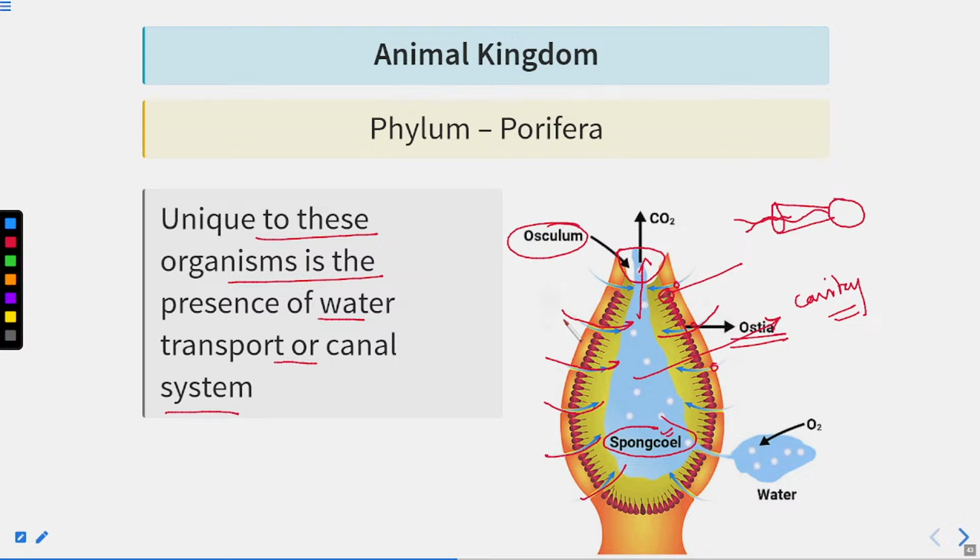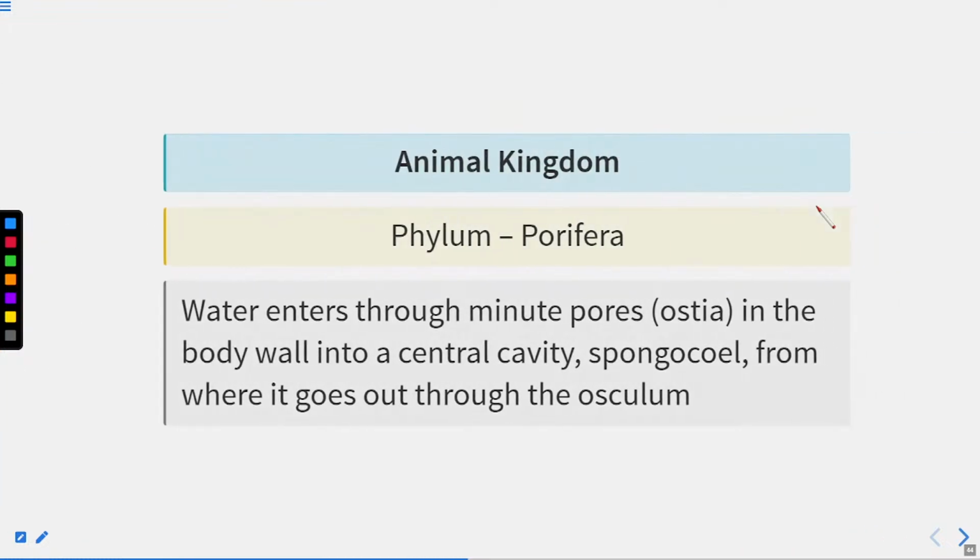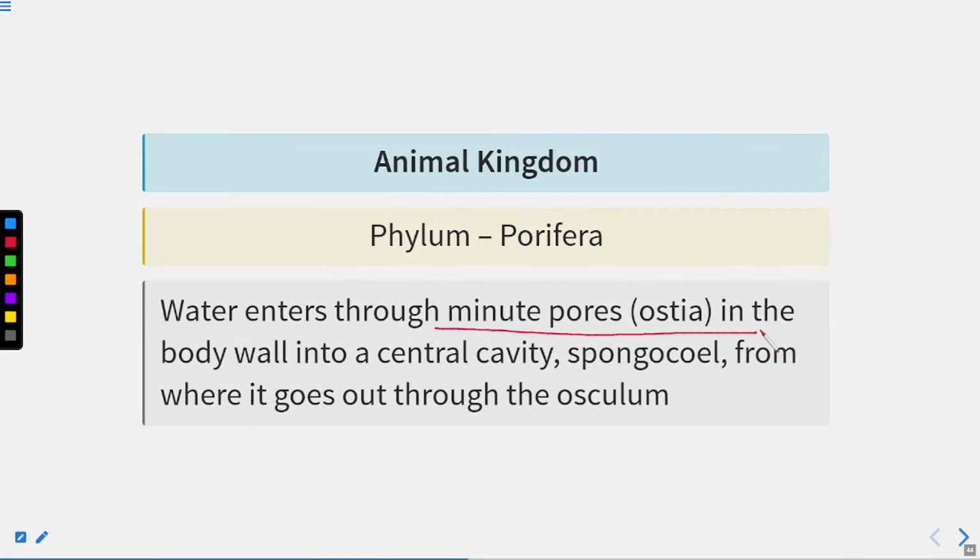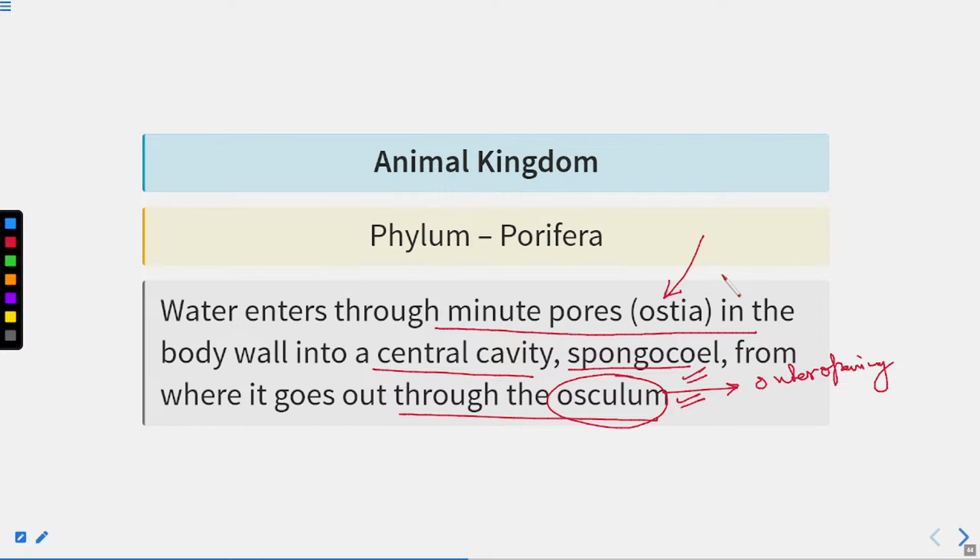So from the ostia, water moves inside having lots of oxygen and food particles. And these special cells, coinocytes, take these food particles and carry out digestion. So water enters through the minute pores, that is ostia, in the body wall into the central cavity, which is called as spongocoel, from where it goes out through the osculum. So osculum is the outer opening. And water moves inside the body of the poriferans through ostia.